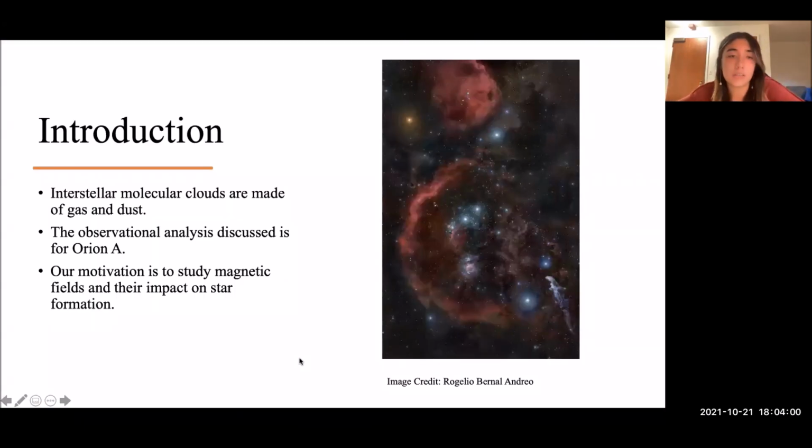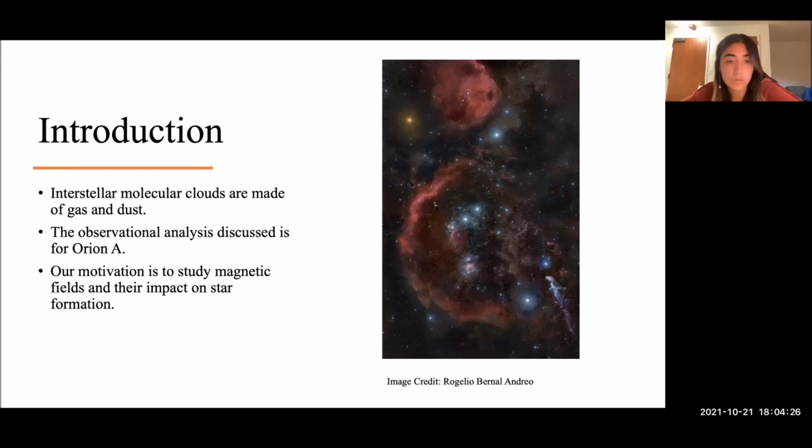So for an introduction, here we were focusing on molecular clouds. Interstellar molecular clouds are made of gas and dust and exist in the interstellar medium. They are often referred to as stellar nurseries, as star formation typically occurs here. And for this specific project, the observational analysis discussed was for molecular cloud Orion A.